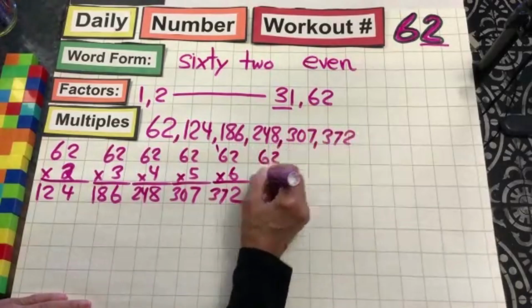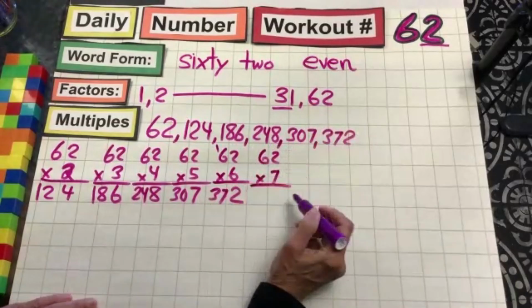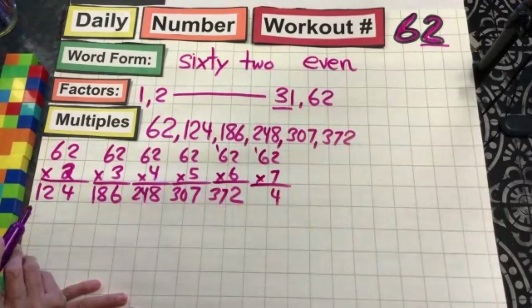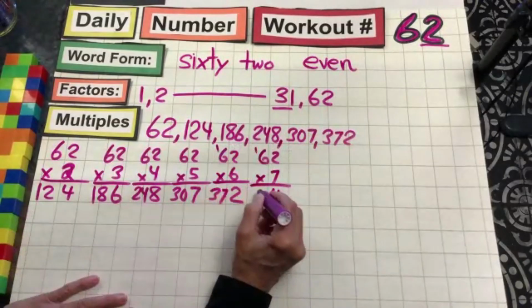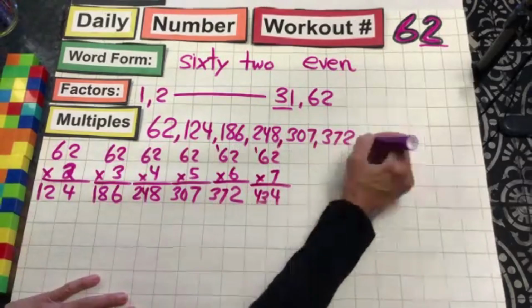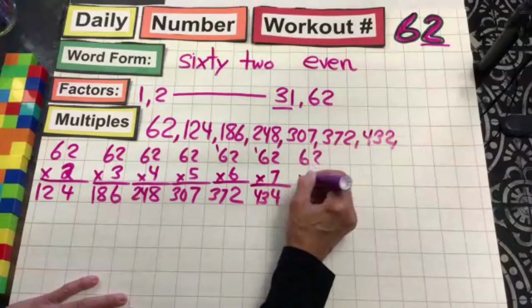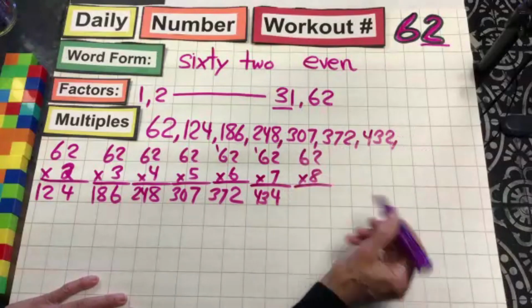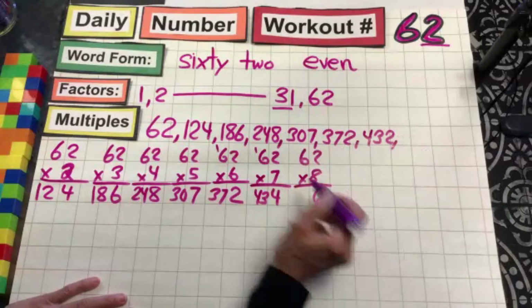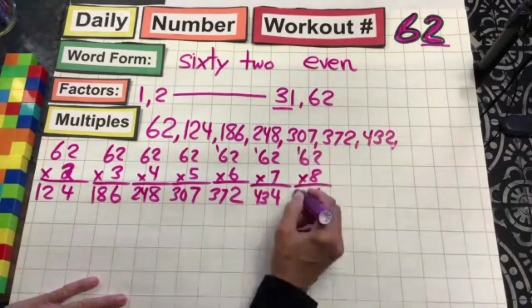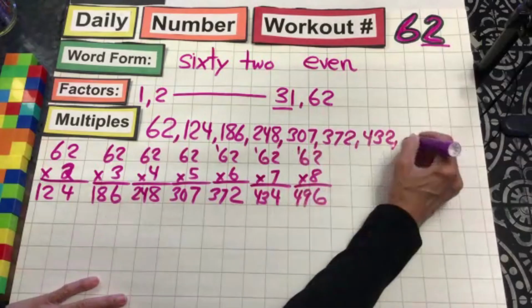372. 62 times 7. 7 times 2 is 14. Drop the 4, carry the 1. 7 times 6 is 42 plus 1 is 43. 434. 62 times 8. 8 times 2 is 16. Drop the 6, carry the 1. 8 times 6 is 48 plus 1 is 49. So we have 496.